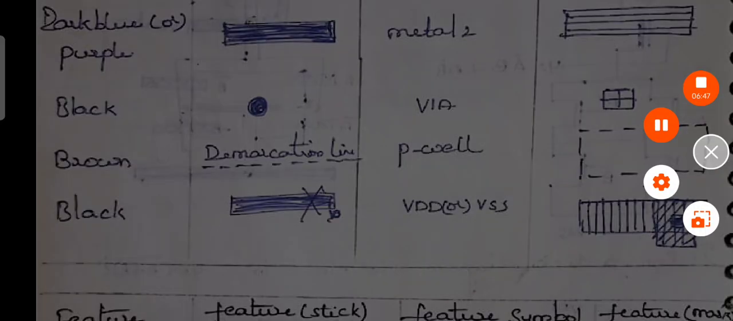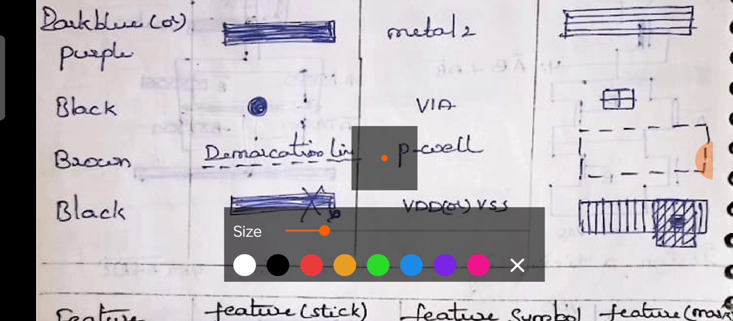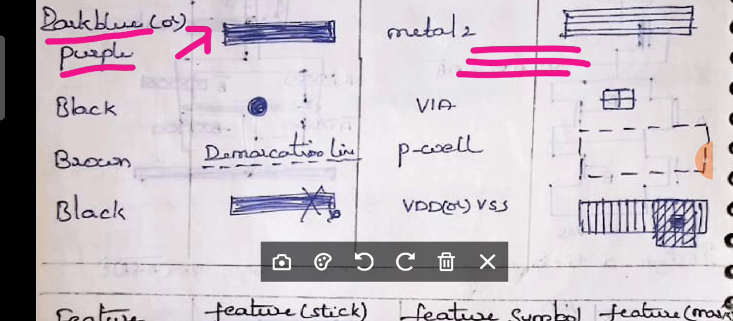Now we have seen metal 1 in the N and P monochrome representation. Now you can observe metal 2 here. Metal 1 is similar to that. You can observe that metal 2 is also represented with a shaded part in the stick diagram. But what is the color of metal 2? Dark blue or purple. Is it clear? Now how is it going to be represented? Horizontally it is going to be represented, whereas metal 1 is represented vertically. I hope you are clear.